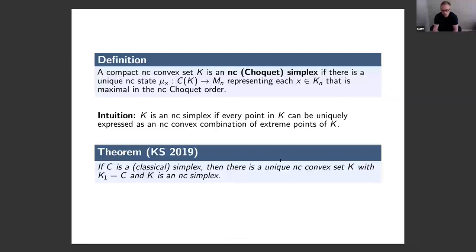So first of all, the first result I want to highlight is that this actually is a generalization of the notion of a classical simplex. Specifically, if I have a classical simplex, there's a unique NC convex set with the property that its first level K1 is actually equal to this set C. And in addition, this unique NC convex set has the property that it's an NC simplex. This is a true generalization of a classical simplex.